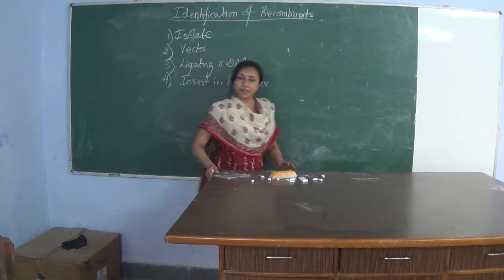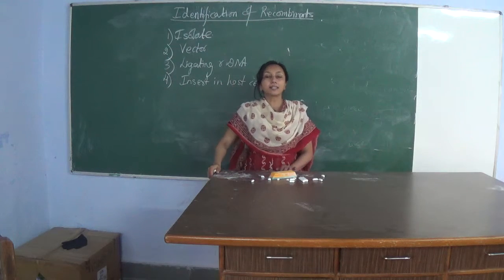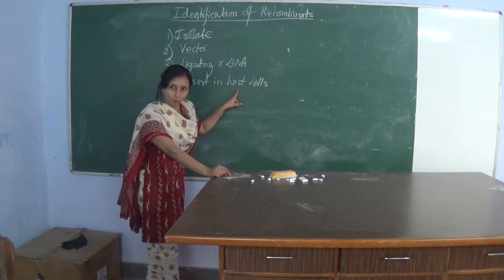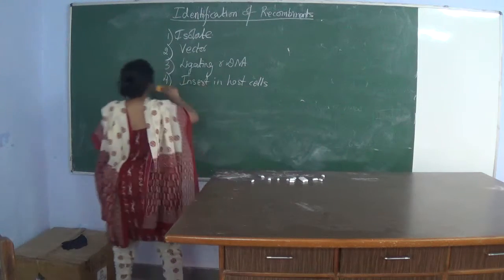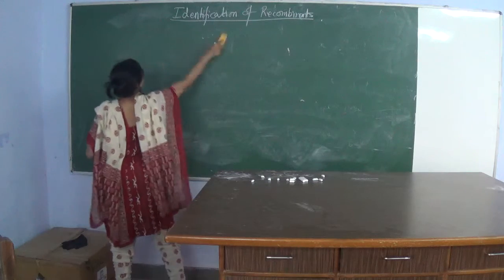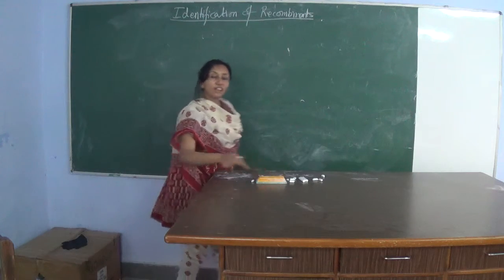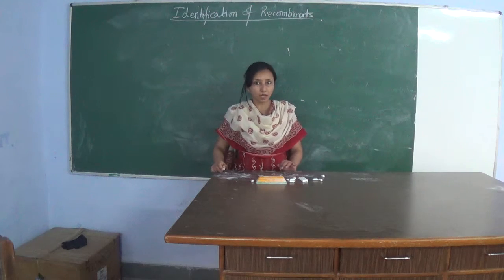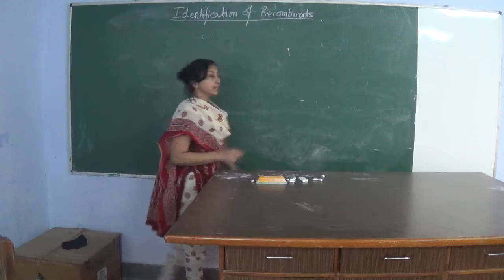This we have already discussed. So in this class we will be discussing how to identify the host cells which have the recombinant DNA. Okay? The host cells which have the recombinant DNA can be identified with the help of selectable markers. Now what are selectable markers?